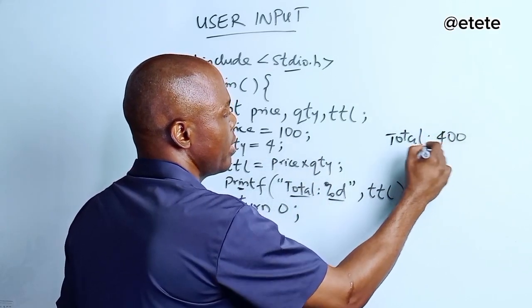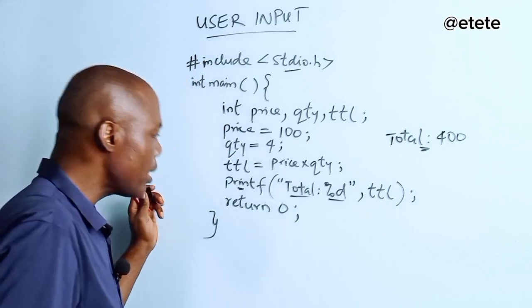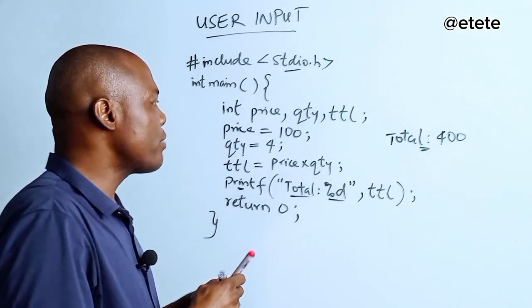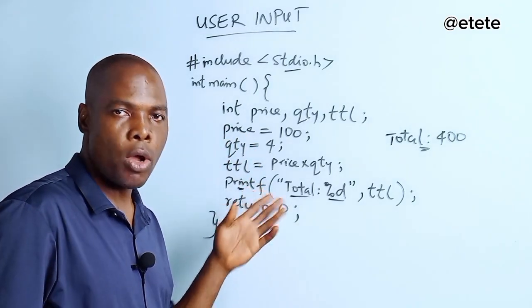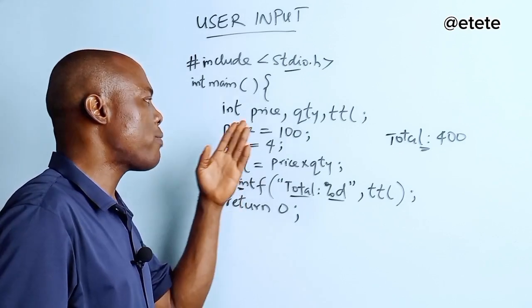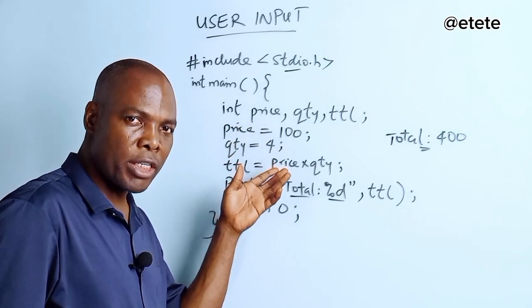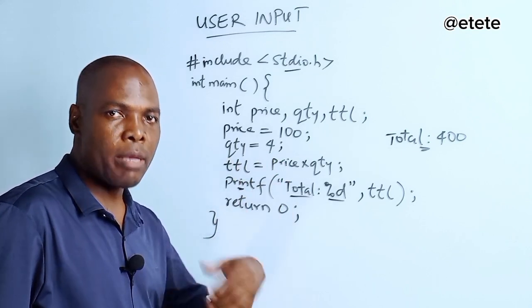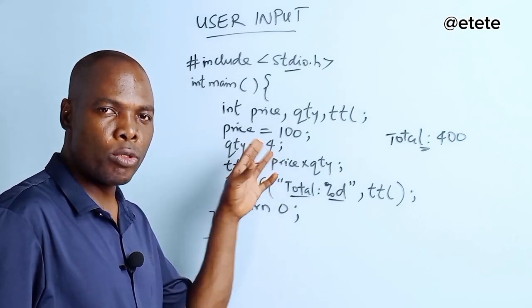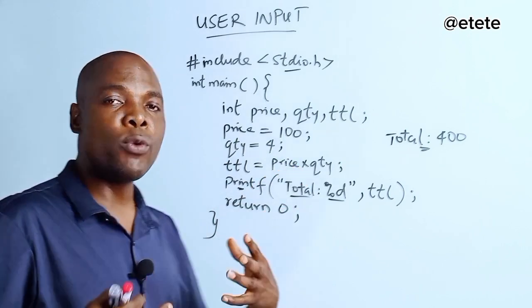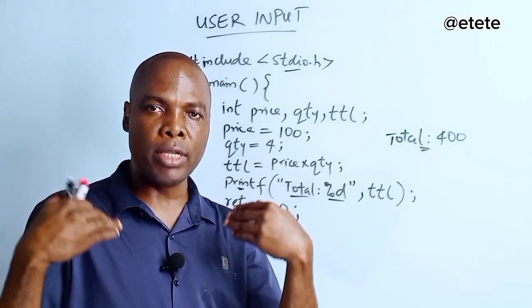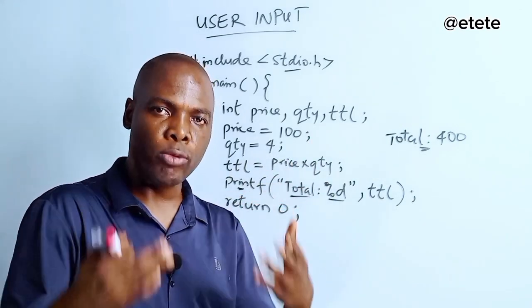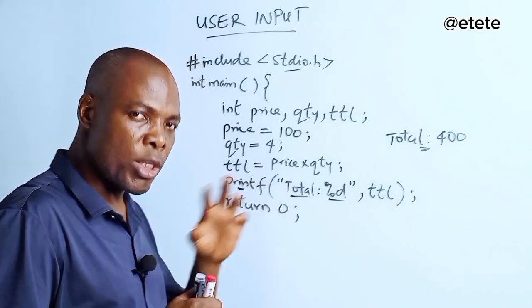400. That is what this will give us. Now, what if I want to change the price and the quantity, or any one of them? That means I will have to come to this program, write this script again, then compile it again before running. I don't want to be doing that. So I need a way that, every time I run this program, it will ask me to input data into the program and then it will execute. That is what I want.